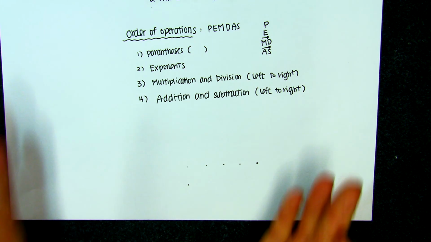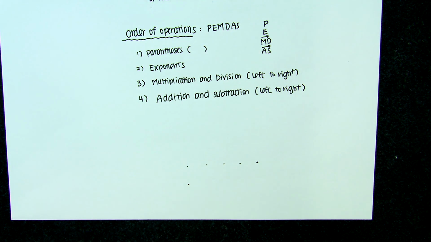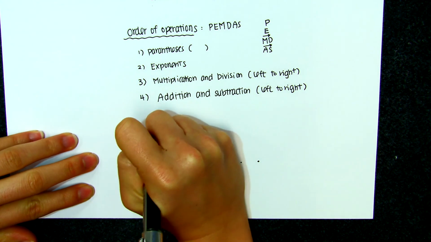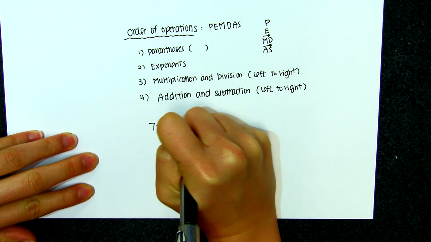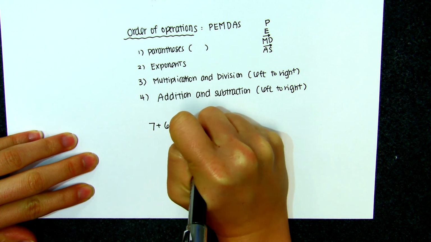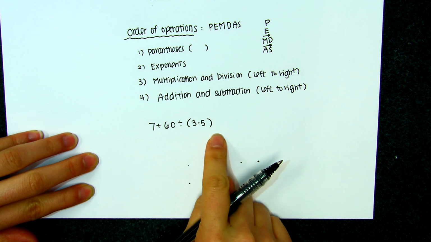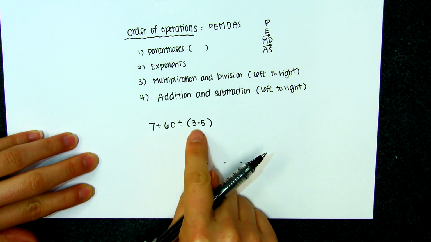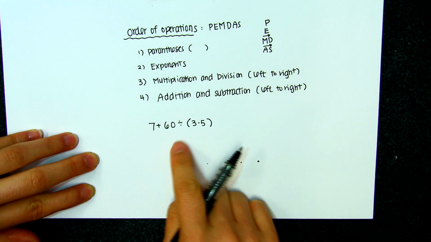Okay, so let's do a couple of examples, and I like what we call the funnel method, because the problem gets big, then gets smaller and smaller, and our answer is at the bottom. So this example you may have seen before, but let's take a look at it again. It's 7 plus 60 divided by parentheses 3 multiplied by 5. If you do not follow order of operations, you could end up with an incorrect answer. For example, you could potentially do 7 plus 60 first, then divide by 3, and that's going to give you a different answer. So that's why PEMDAS comes in.